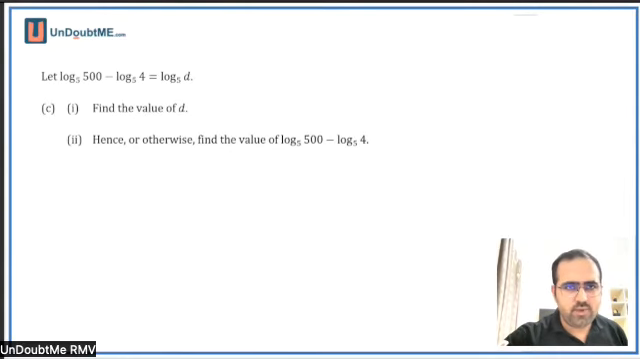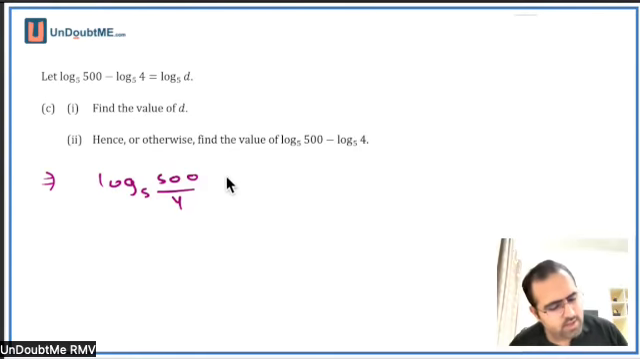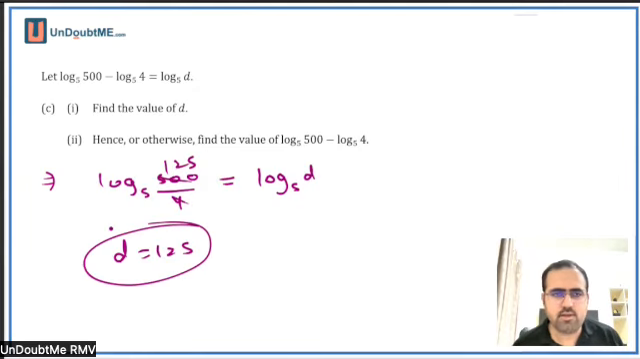Everyone try this question. And that is equal to log of d to the base 5. 500 by 4 will be 125. So from here, by comparing, I can get the value of d as 125.